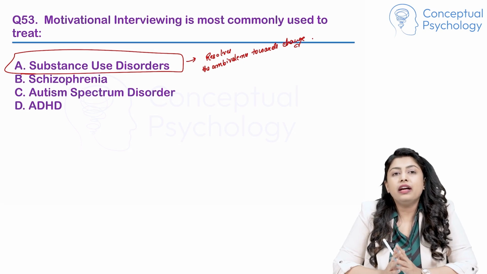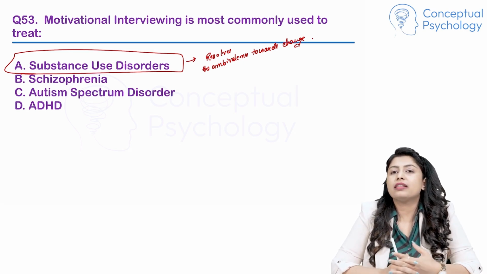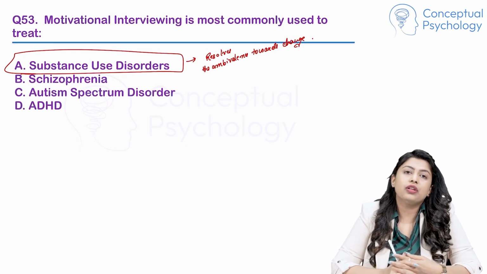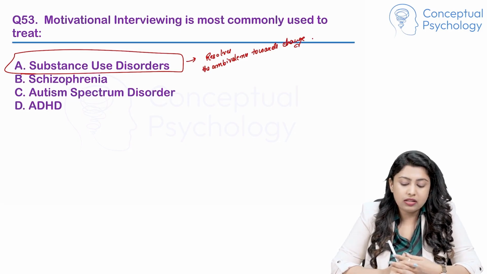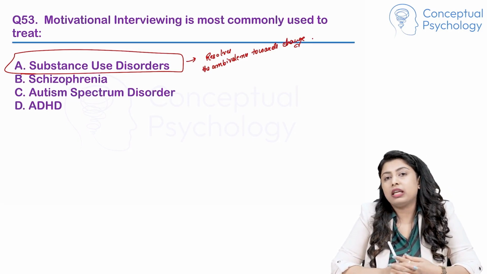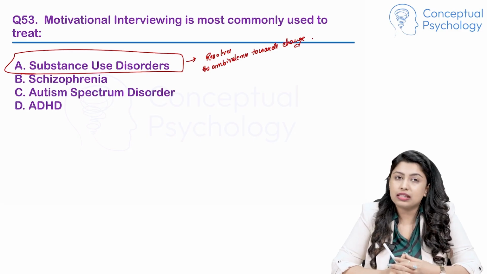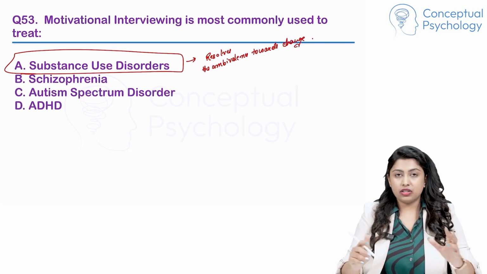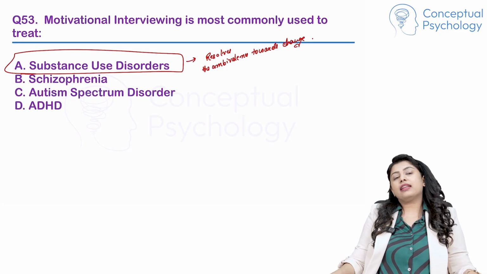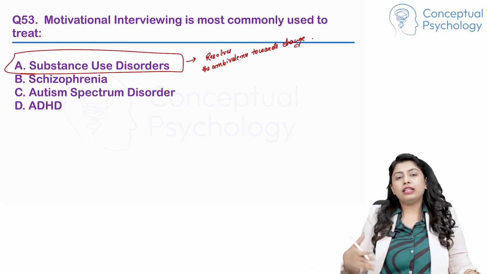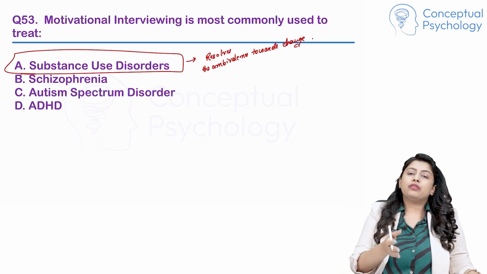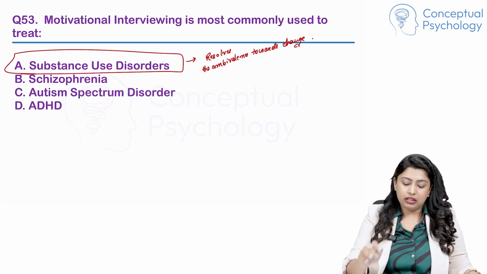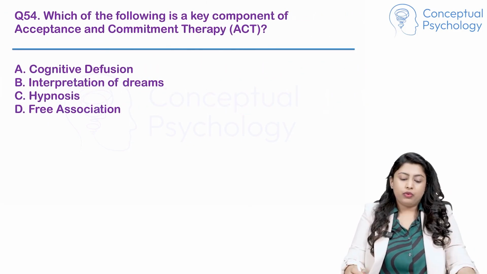Schizophrenia is typically treated with antipsychotic medication and psychosocial rehabilitation. Autism spectrum disorder is treated with behavioral interventions and social skills training. ADHD is treated with medication and behavioral interventions. So motivational interviewing's strength lies in helping individuals resolve ambivalence and build the motivation for behavior change, particularly in addiction. Moving on.